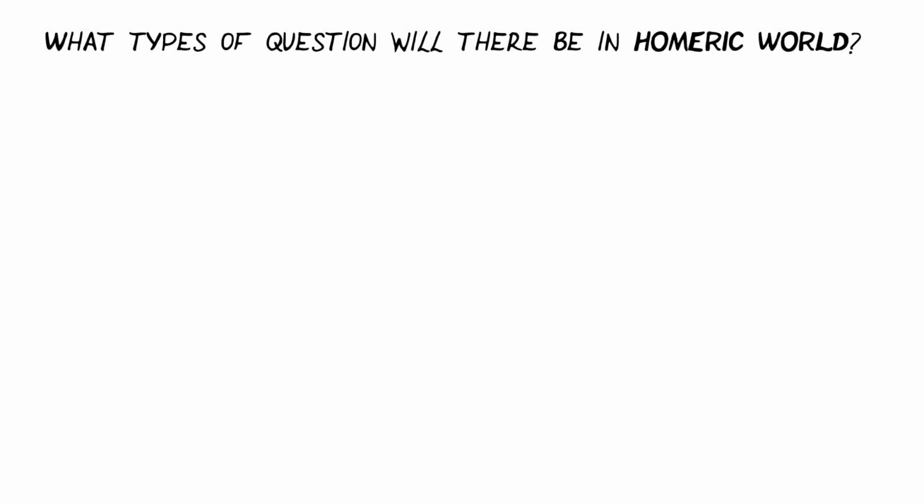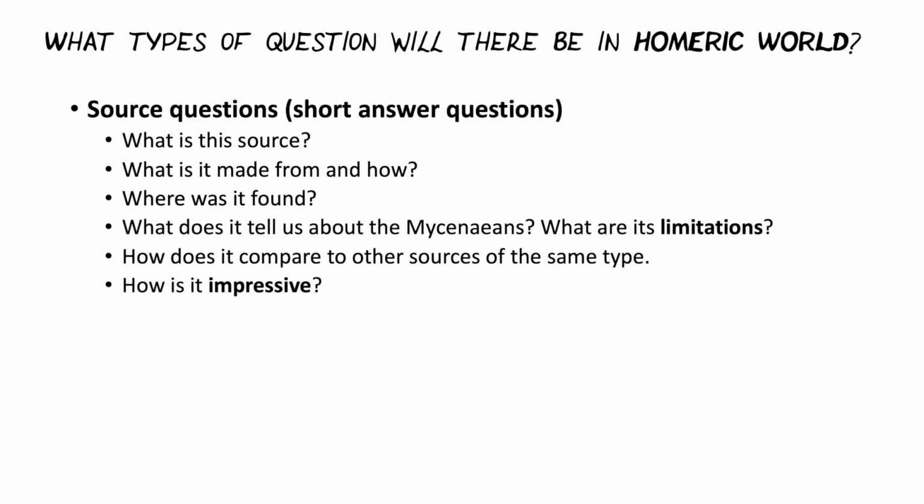So what types of question will there be in Homeric World? Well, I can't exactly predict them, but overall you'll have source questions, short answer questions, where you'll be shown a source or reminded of a source, and you'll be asked, what is it? What is it made from? And maybe how was it made? What techniques were used? Where was it found, if we know that information? And most importantly, what does it tell us about the Mycenaeans and what are its limitations as a piece of evidence? Also, how does it compare to other sources of the same type? Does it have particular areas that are different or useful? And how is it impressive, perhaps?